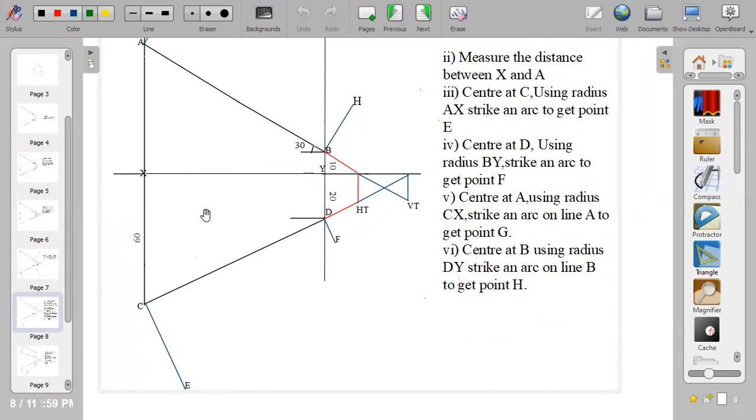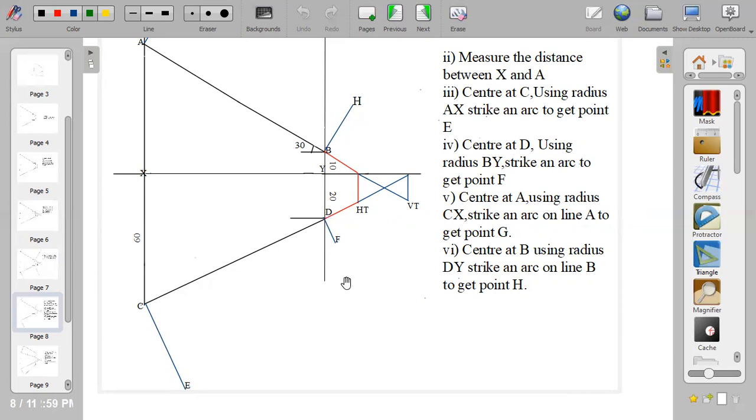The same thing you did here, you also come here using radius BY. Using radius BY, center at D, strike an arc. Radius BY is just 10. So center at D, strike an arc to get point F.